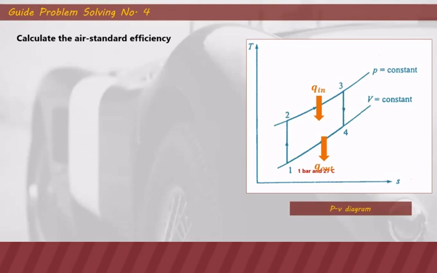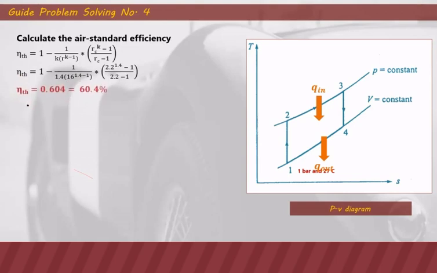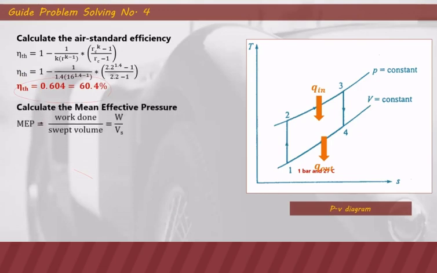Next is the air standard efficiency. The air standard efficiency can be calculated using this formula by substituting from the given and from those that we solved. The thermal efficiency, air standard efficiency, is 60.4%. And the mean effective pressure can be calculated using work over swept volume, which we also solved a while ago. By substitution, the result is in kPa, so we have to convert it to bar. So the mean effective pressure is 8.21 bar. So that's how you are going to solve the unknown quantities for a diesel cycle.